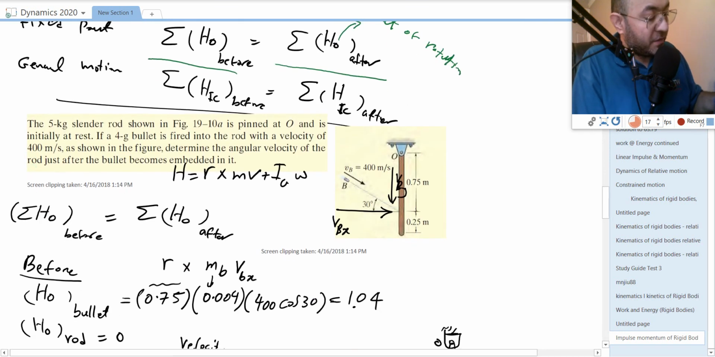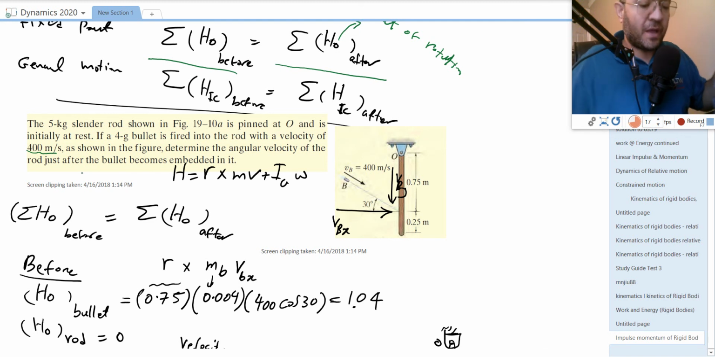Now, in this problem, they give me a bullet with a rod. So let's look at this problem to see what is going on. There is a 5 kilogram slender rod, shown on this page, pinned at point O. Initially it is at rest, which is good news, so everything in the beginning is 0 on the rod. But there is a 4-gram bullet fired into the rod with a velocity of 400 meters per second, as shown, at an angle of 30 degrees. Determine the angular velocity of the rod just after the bullet is embedded in it.